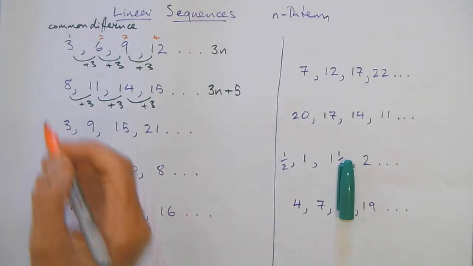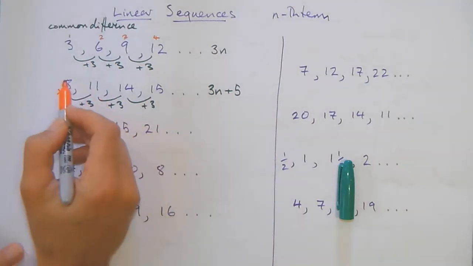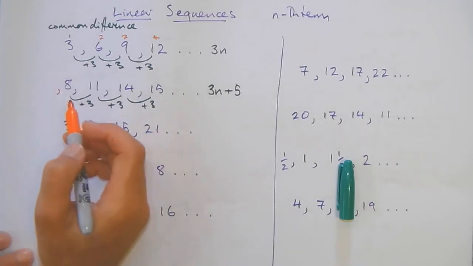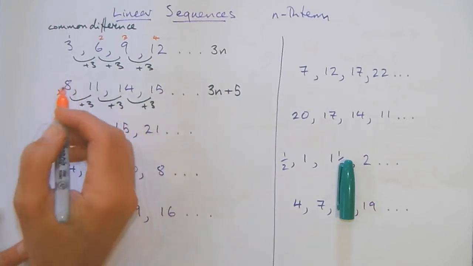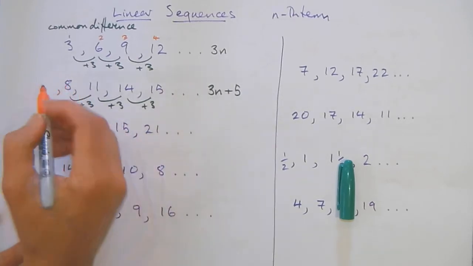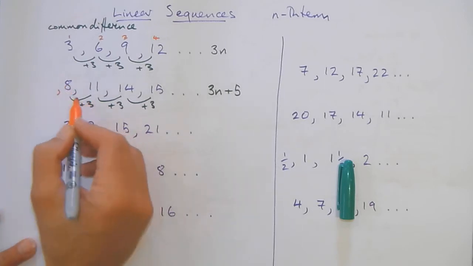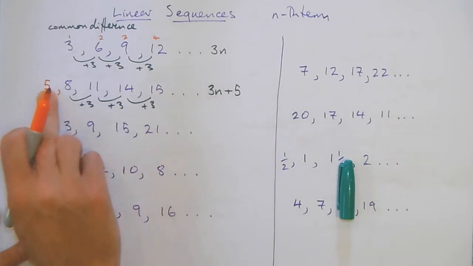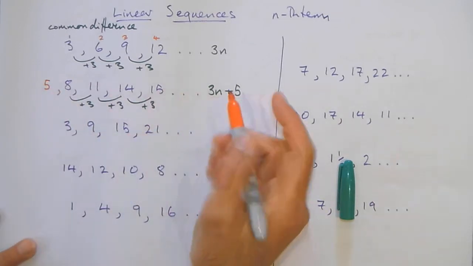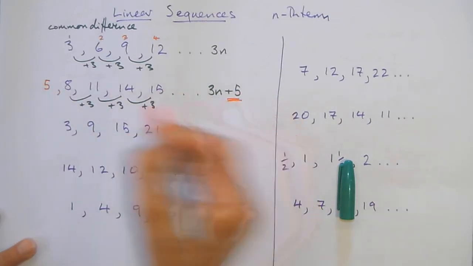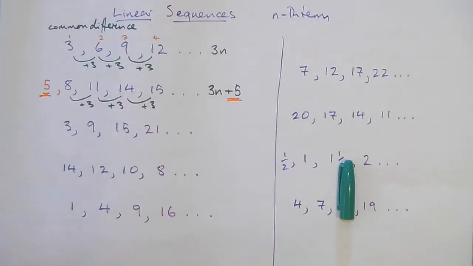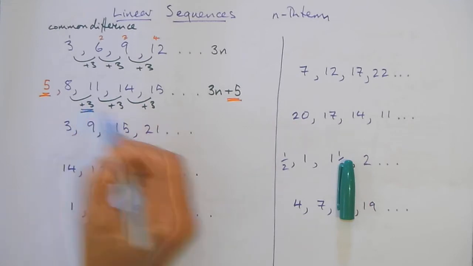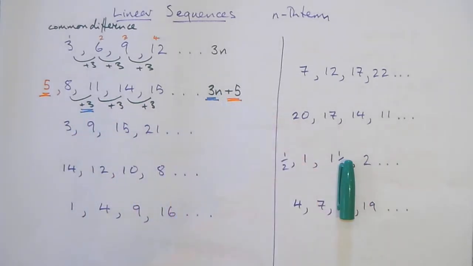Another way that sometimes people like is, if you go back one term, if you invent the term before the first term, you would get plus 3, so take 3, you would get 5. That will be that, okay? So that is that, and this will be this, okay?